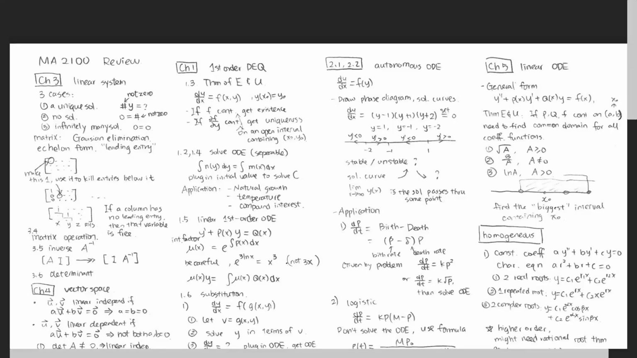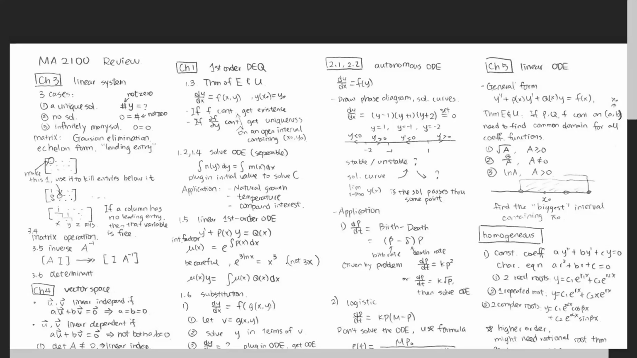Okay, so the integrating factor mu of x is then e to the integral of p of x dx. So p of x is the coefficient of y. Q of x is the function of x on the right-hand side, and q of x does not contain y in it. Okay? And here be careful, if you have e to the 3 natural log of x, the 3 actually becomes the power. It's x cubed, not 3 times x.